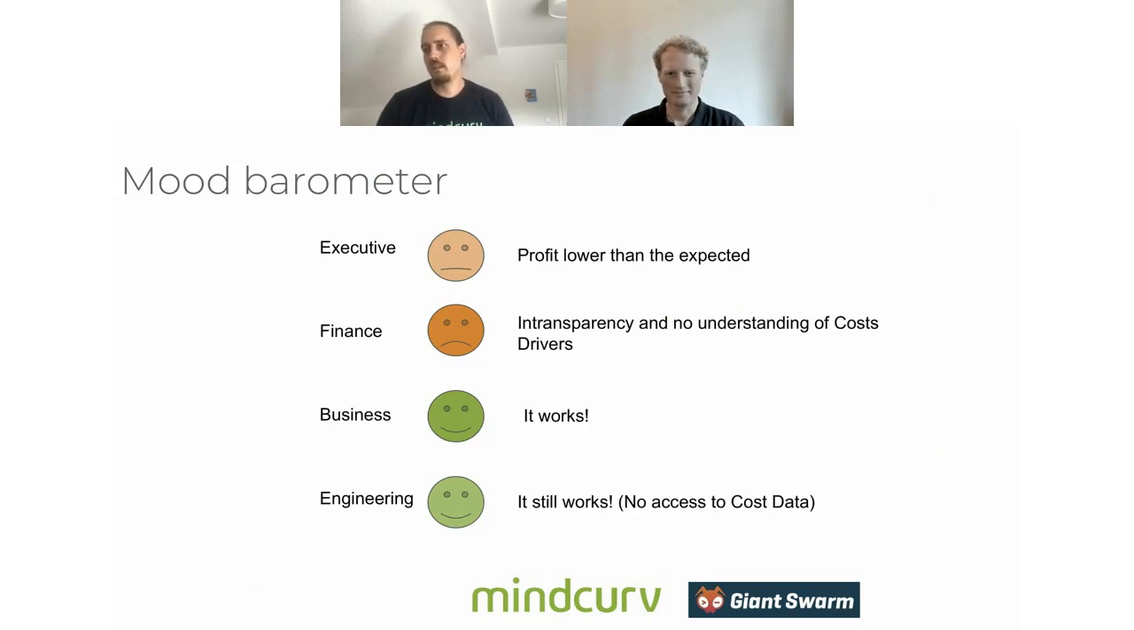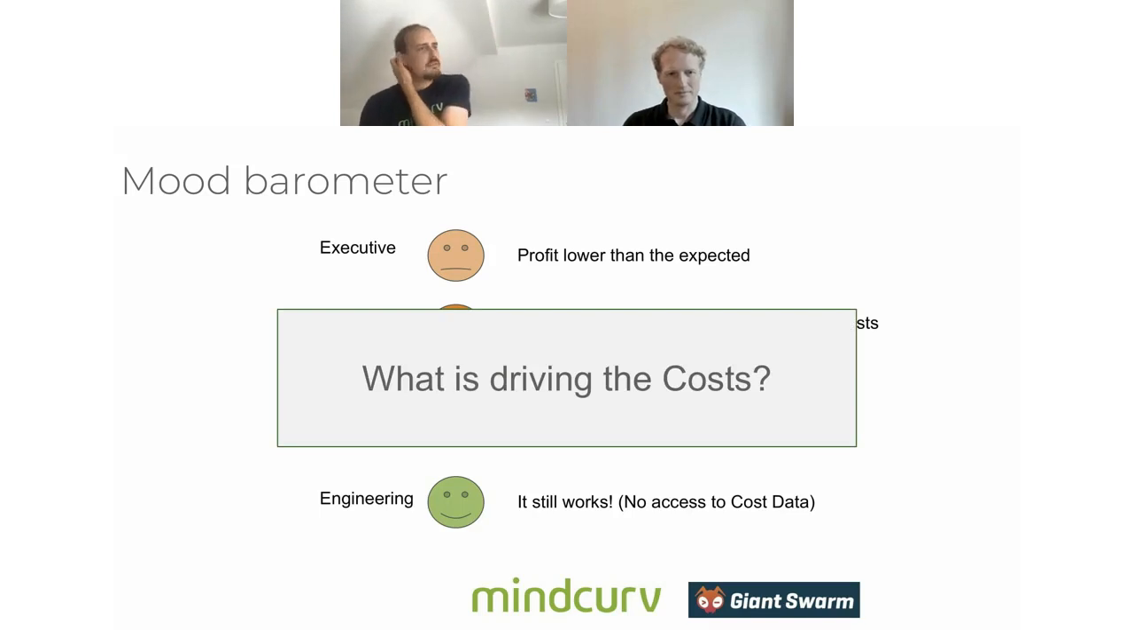So executives are still unhappy, but finance finds it very intransparent, and has no clue about the cost drivers. Business, hey, it works, come on. And engineering, it still works. Also, at that point in time, they have no access to cost data. For them, everything looks good, right? Maybe they don't even have access to the revenue or profit data. From an engineering perspective, it's fine. But the big question is what's driving the cost here.